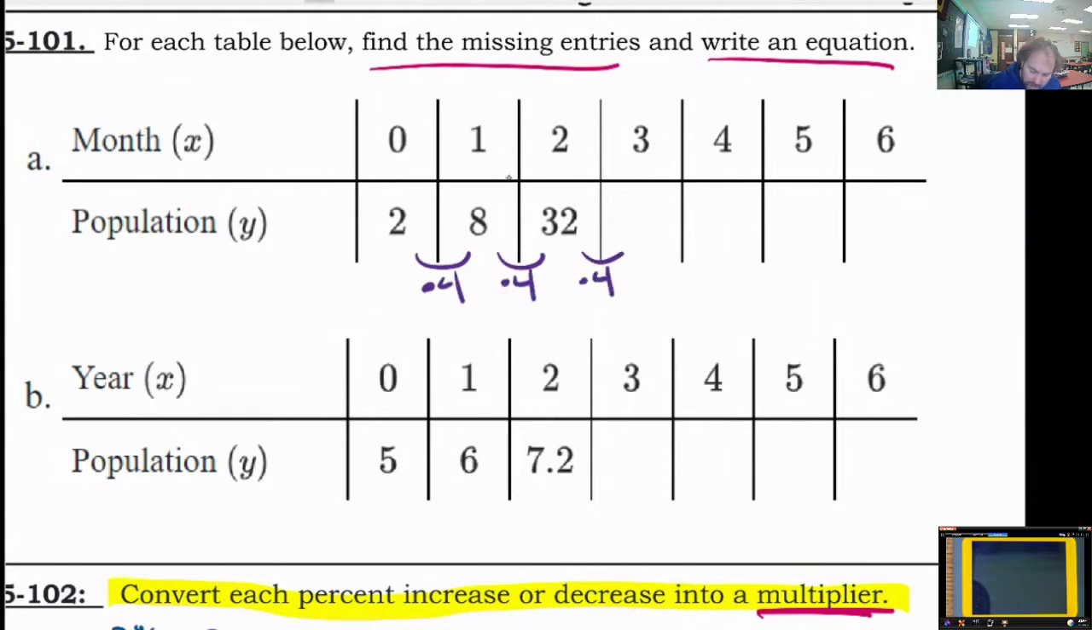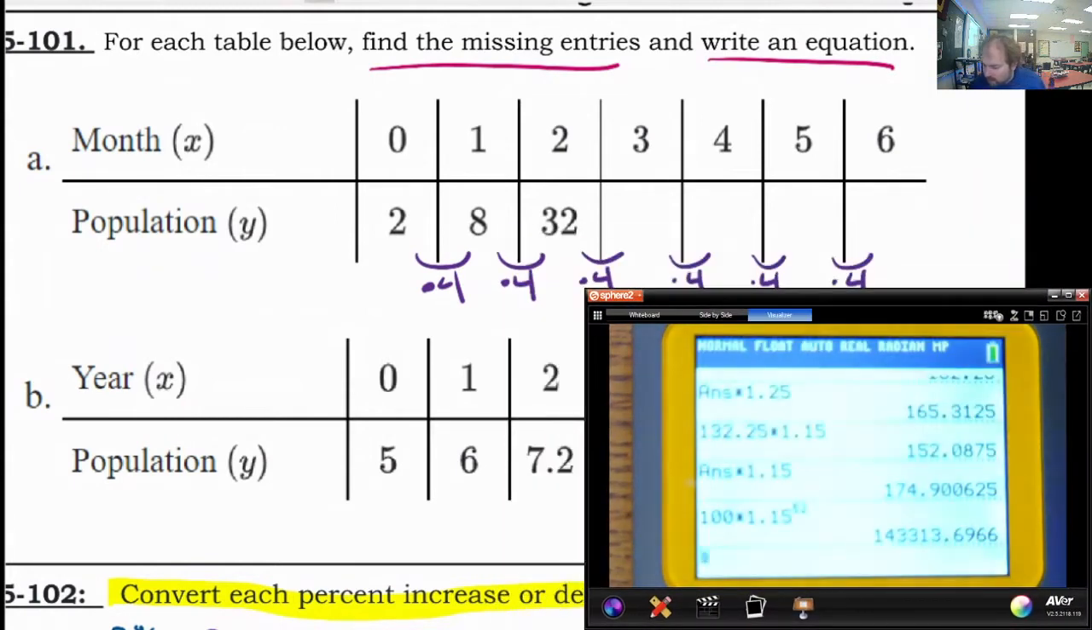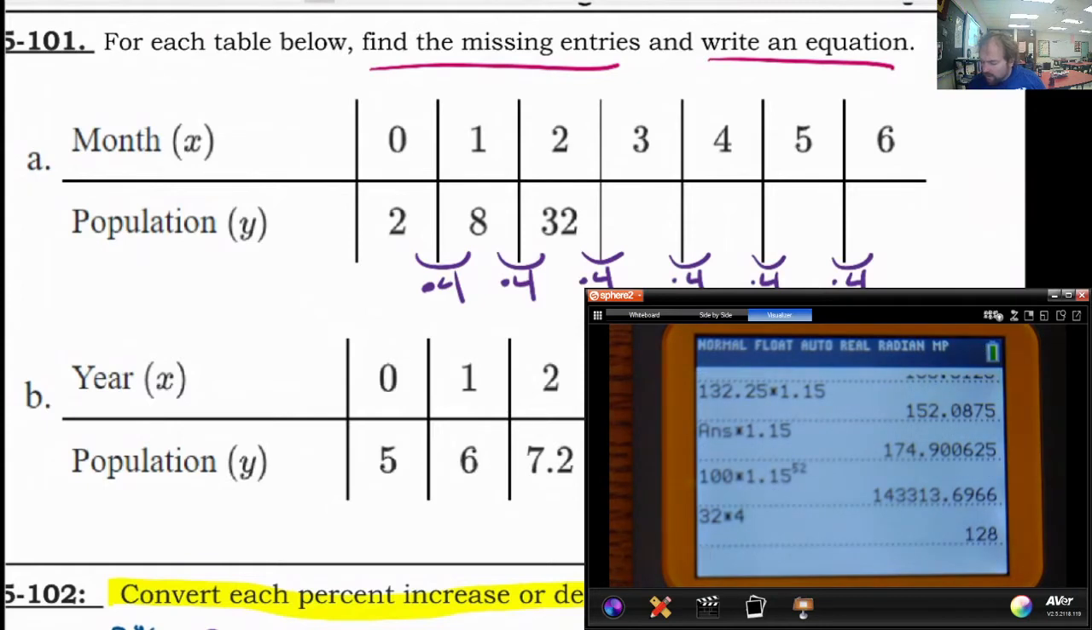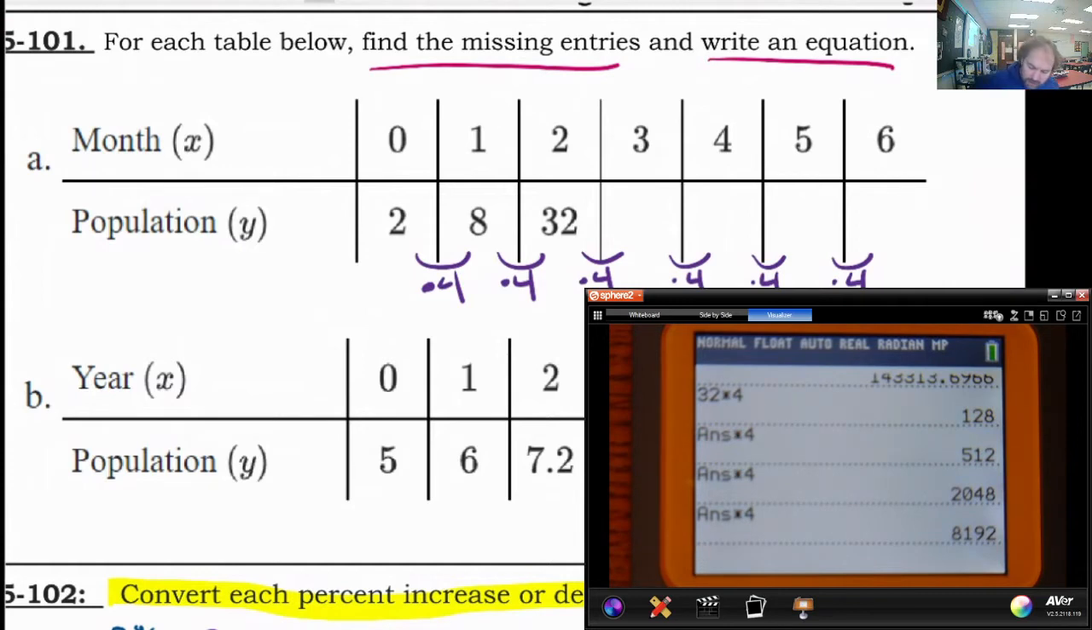Now, filling out these tables is going to be kind of arduous because the numbers are going to get real big real fast. And so let me grab my calculator and pull it up to the front screen. So we're going to figure this thing out. Let's try 32 times 4, which is 128, and then you get 512, and then you get 2048, and then you get 8192. The numbers get real big real fast.